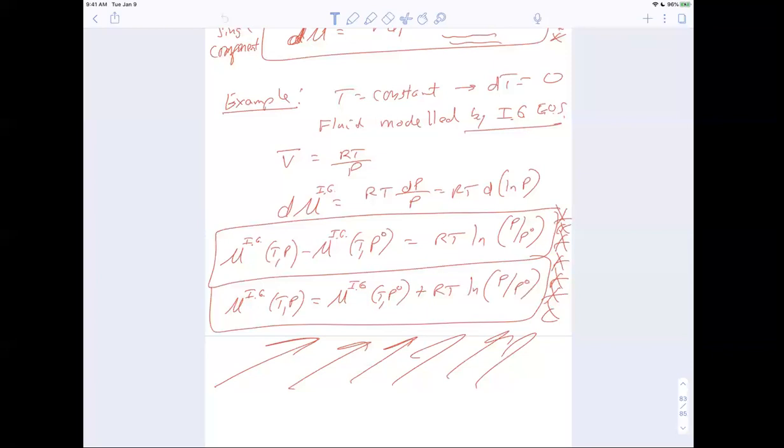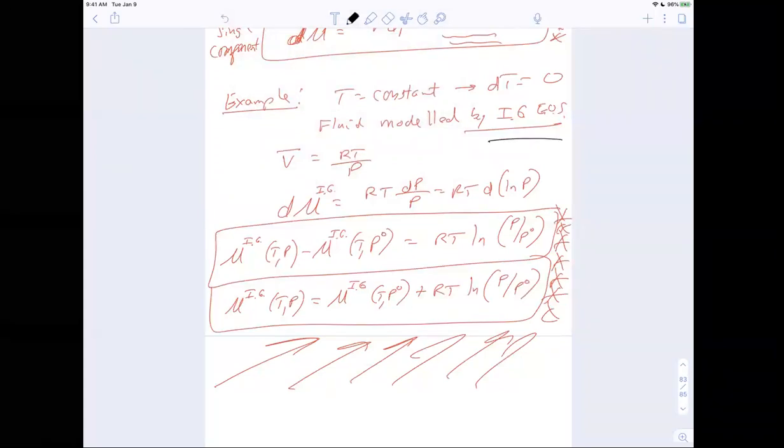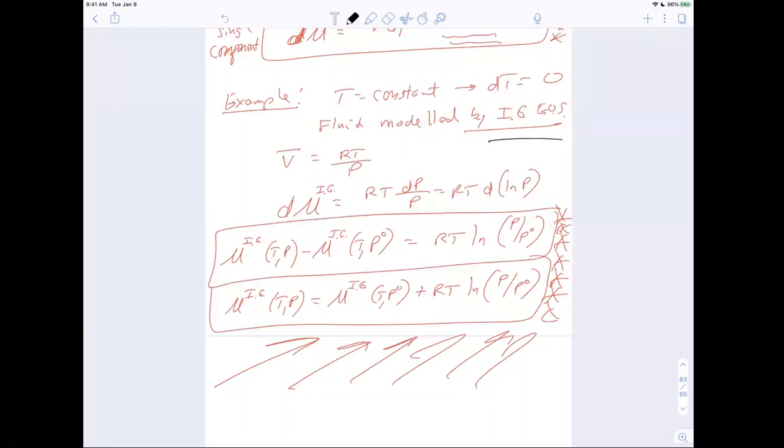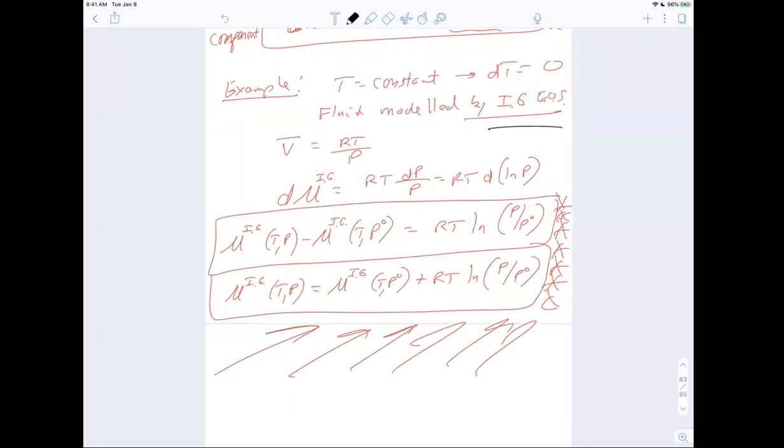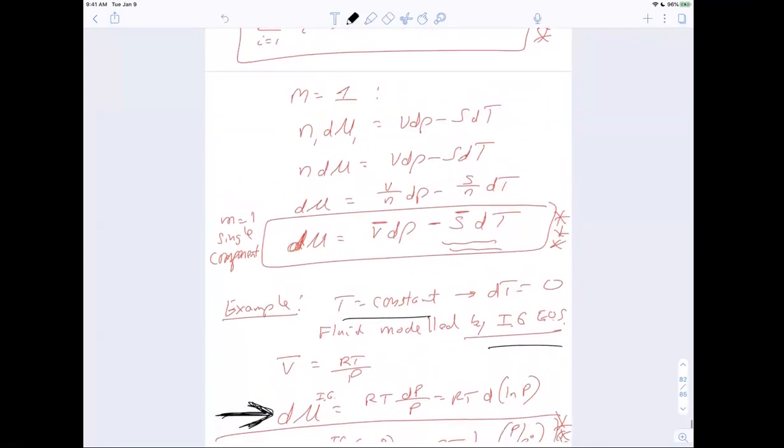Okay, so at the end of last class, we ended up looking at the chemical potential of a single component, and in particular, a fluid that is modeled by the ideal gas equation of state. And we saw that we could write the total differential of the chemical potential for a single, pure species in this form, where we have the total differential of the chemical potential, in this case of an ideal gas, equal to RT dP over P, and this is at constant temperature.